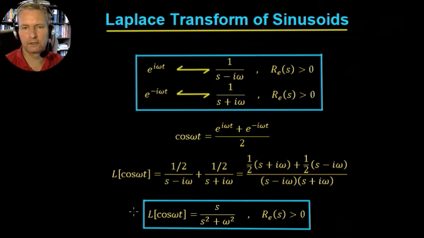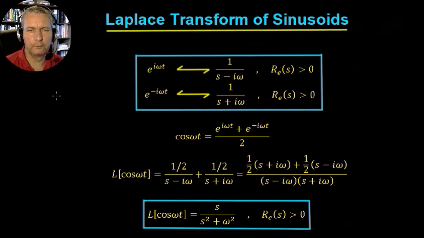So the Laplace transform of the cos omega t is going to be simply a summation of this. It's a half of s plus a half of s, which is just the s, and again it's a half of the plus i omega and half of the minus i omega. They just cancel out. So finally you're left with s upon s squared plus omega squared, where the real part of s is greater than 0.